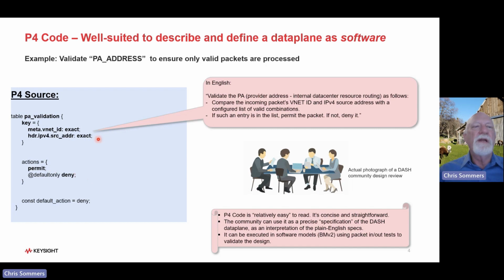And these entries would get populated by the control plane. In particular, the SAI interface will be used to program these tables, and the SAI interface in turn is driven by the network operating system, in this case, SONiC. So you can see the code is pretty straightforward. This is a simple example, but really P4 is pretty much this simple and straightforward in general. So this can actually be read by humans and executed by machines.